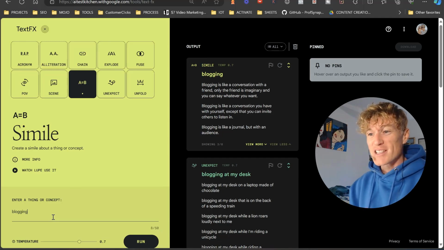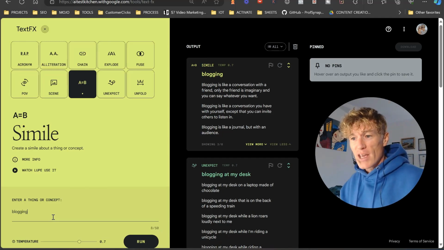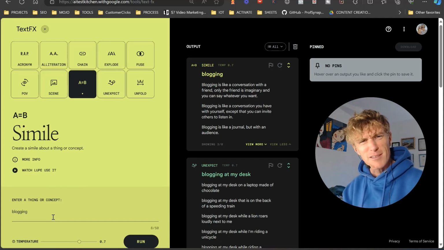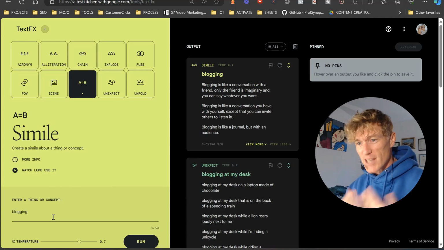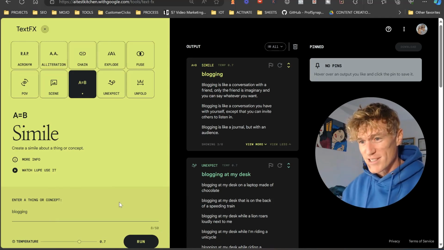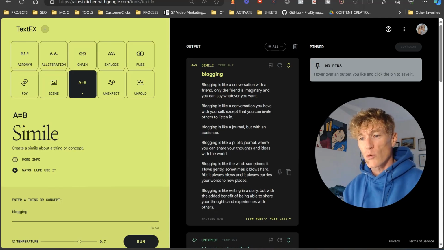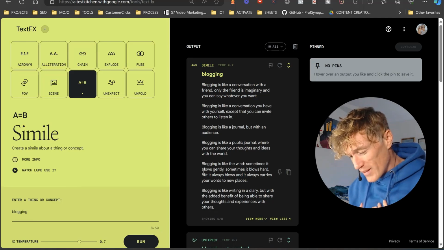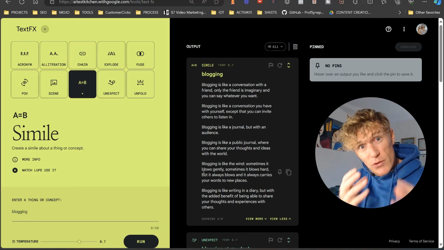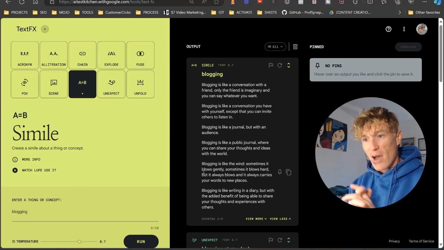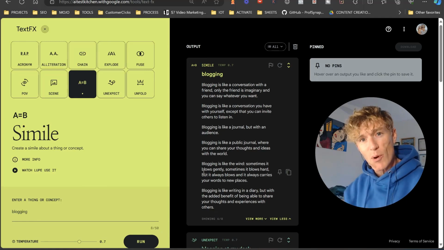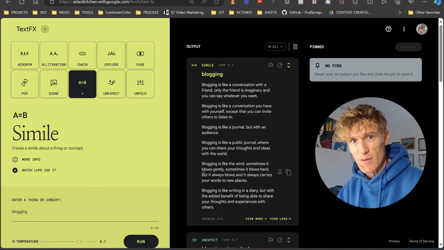Look, blogging is like a conversation you have with yourself, except that you can write or you can invite others to listen in. Wow, these are beautiful. Blogging is like a journal, but with an audience. Right, perfect. Okay, next. Blogging is like a public journal where you can share your thoughts and ideas with the world. Do you see the beauty of these? Do you see how you can start to implement these into your content?